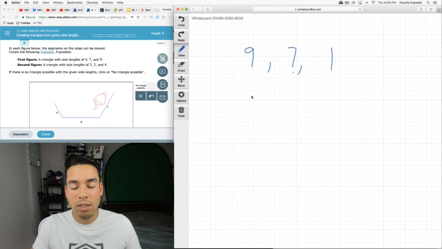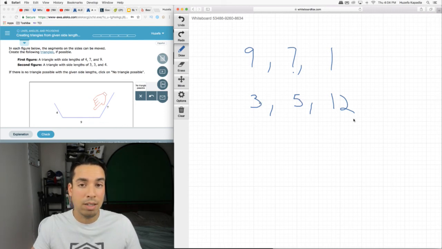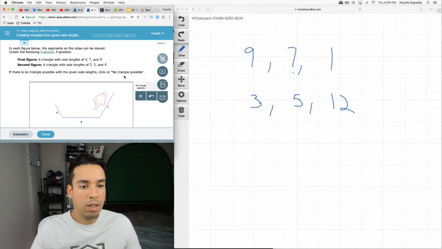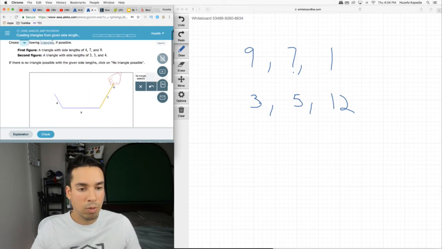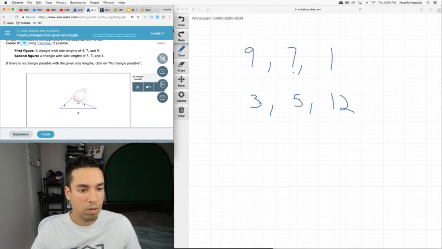The other rule, which is kind of the same, is one side cannot be more than the sum of the other 2 sides. Let's say I have 3, 5, and 12. 3 plus 5 is 8. 12 is bigger than 8, so this triangle cannot exist. So I can already tell you 4, 7, and 9 is going to exist, but this is going to be a visual way to do it. What we're going to show is if we reach these together, we're going to be able to form a nice triangle like this.